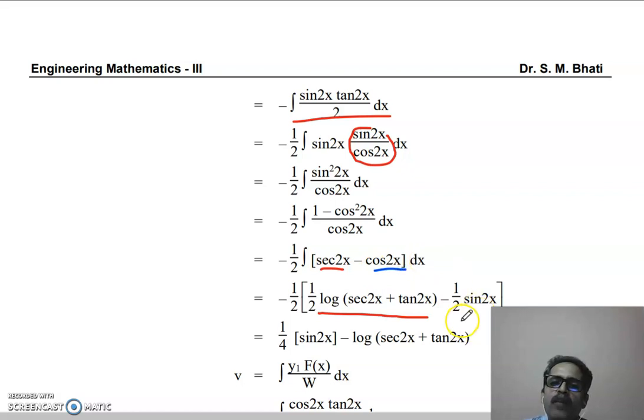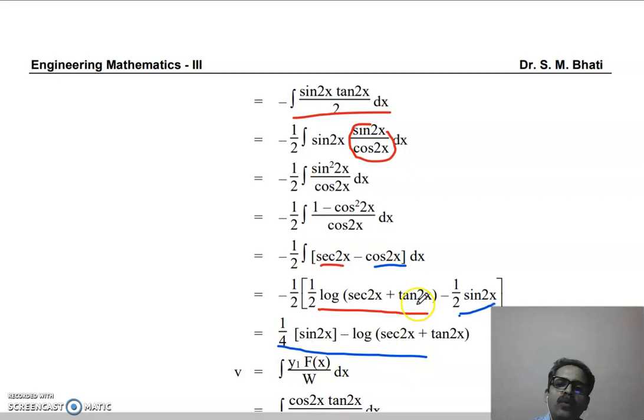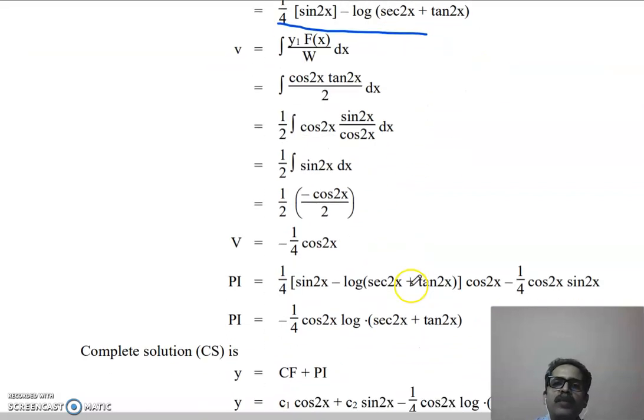It will be minus, okay, the minus sign we have carried. Integration of cos 2x is sin 2x divided by 2. In this way we have obtained the value of U. Now we have to obtain the value of V. So this is the formula for V.